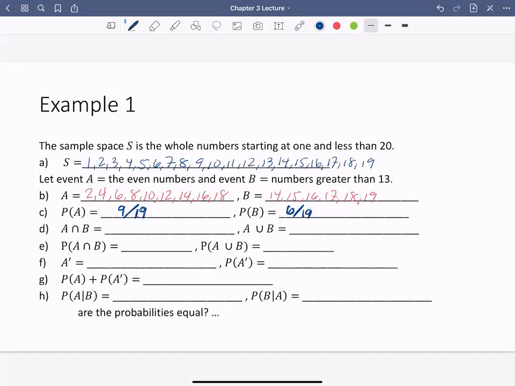So now it asks, what is A and B? It doesn't ask for the probability, just what are the values of A and B. So what's going to happen in both of them? It's kind of like my Venn diagram, that middle part. What's going to happen in both? Well, let's look. What number do they share in common? A has all even numbers and B has numbers 14 through 19. So they share 14, 16, and 18. So these are the values that they share. 14, 16, and 18.